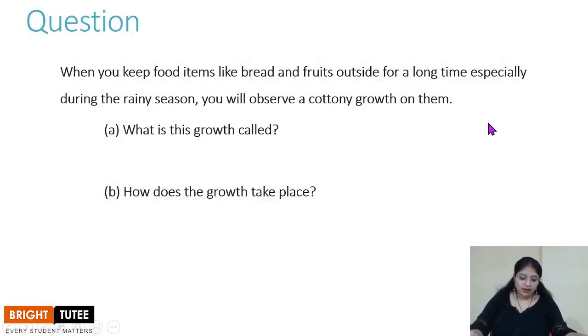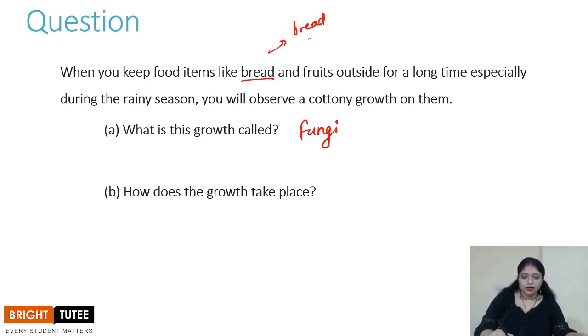When you keep food items like bread, fruit outside for a long time, especially during the rainy season, you will observe a cottony growth on them. What is this growth called? This is the growth of fungi. Usually in the case of bread, the fungi that grows is the bread mold, right?